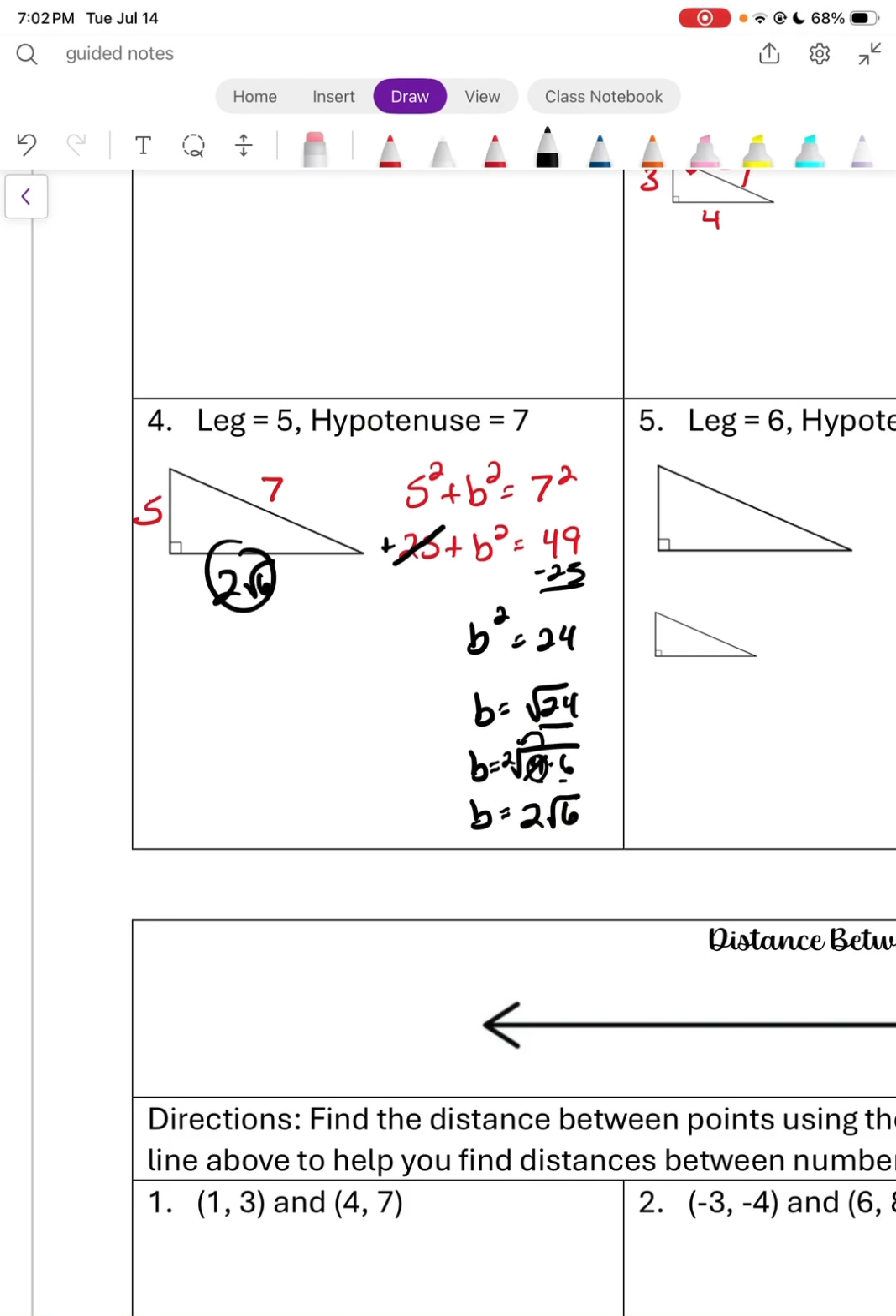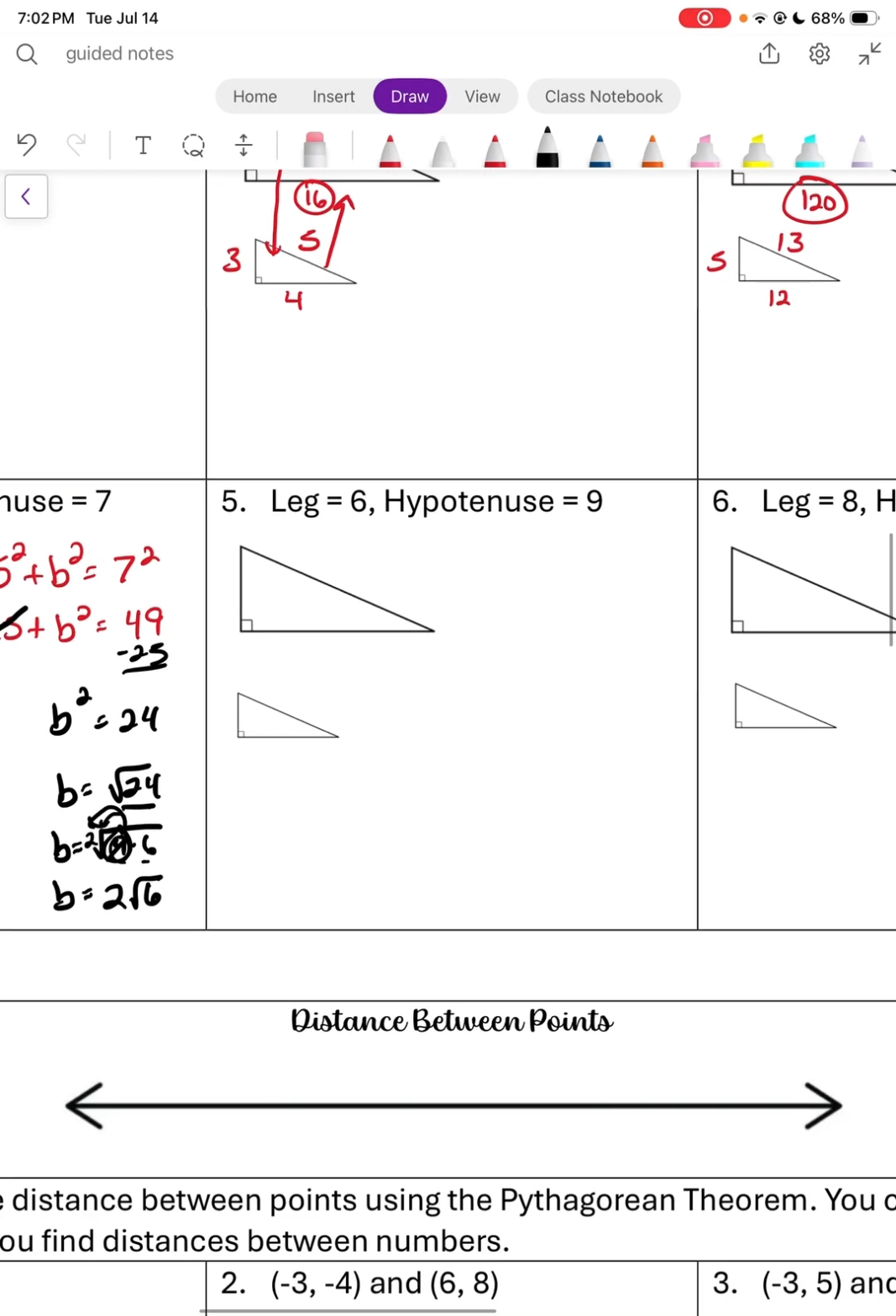Again, what I did: if there's something inside the radical that you know the square root of, it can be brought out, and you actually do the square root of it. We'll show you again on some other problems.